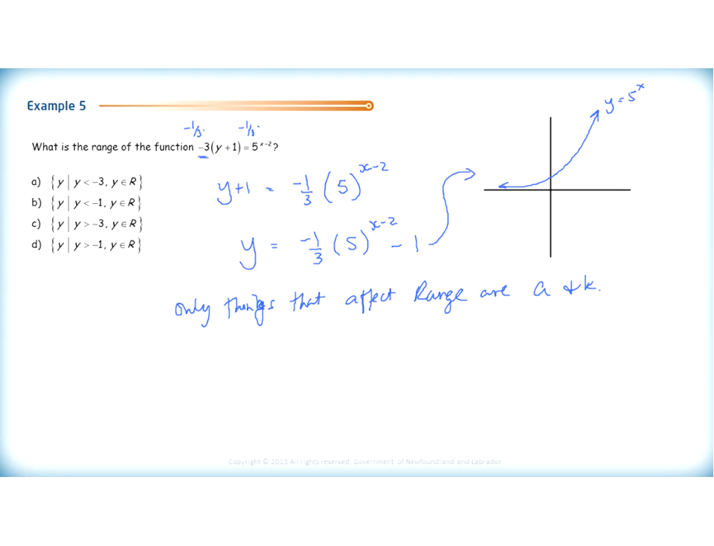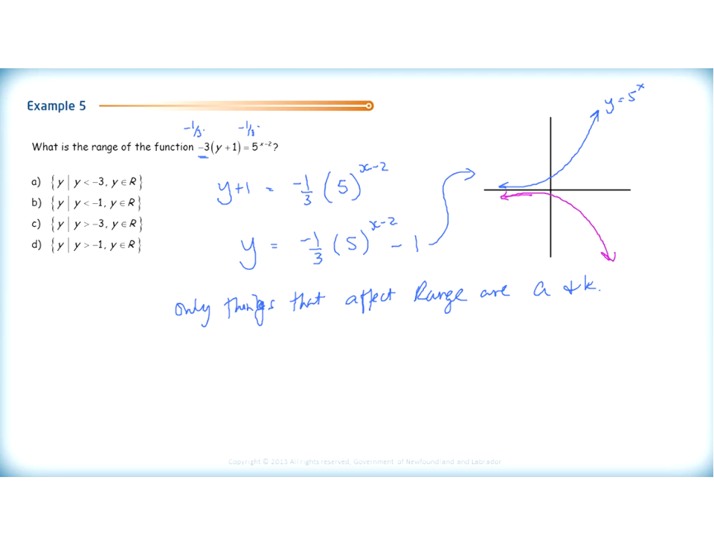Now the only 2 things I need to consider are the value of A and the value of K. In actual fact, the amount at which the graph is stretched really doesn't impact the range either, but the reflection will. So whether or not there's a reflection and whether or not there's a vertical translation will affect your graph. We see that we do have a reflection in the x-axis, and that's what really affects your graph. So if I take this graph and reflect it in the x-axis, and stretch it by a factor of a third as well, it looks something like that.